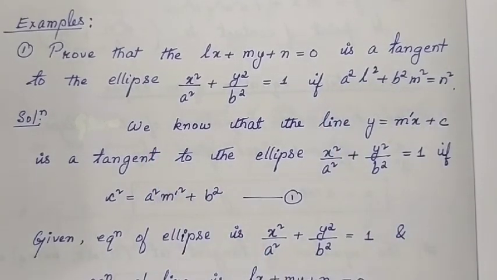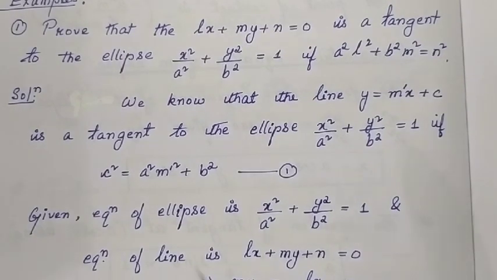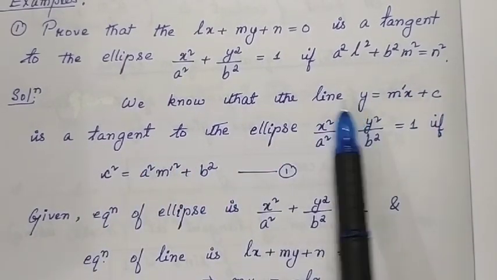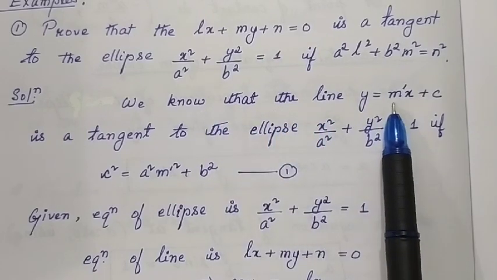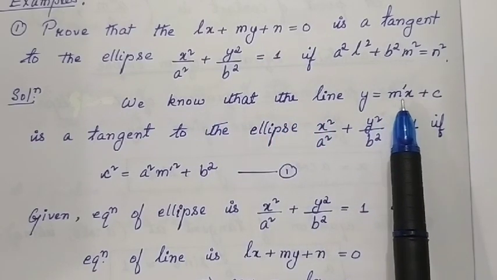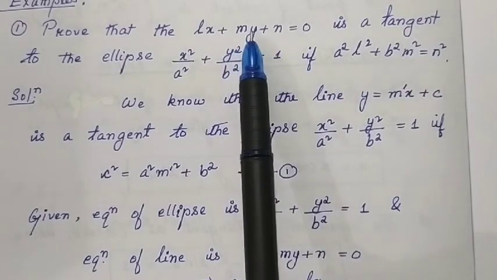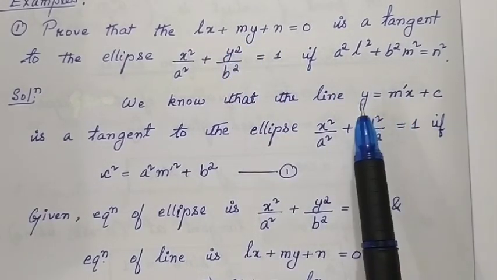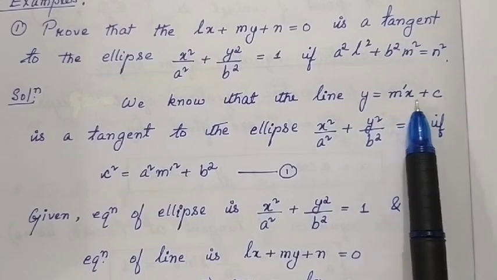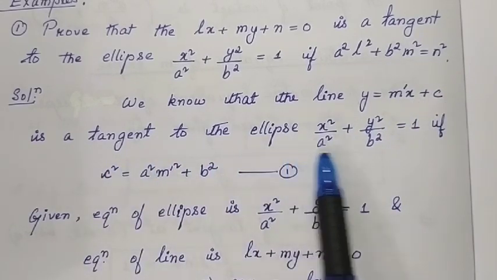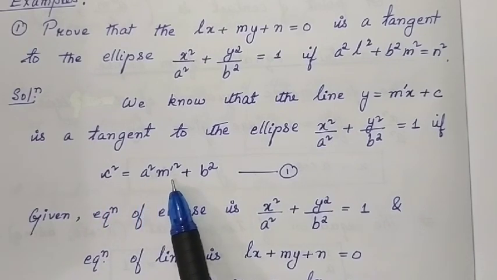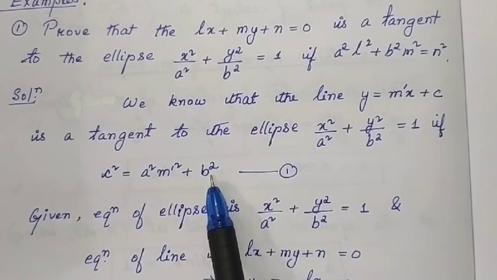So we know, I have already told you, that the line y = mx + c is a tangent to the ellipse. Previously it was mx + c, but since in the question we already have m, I have written m' here. So y = m'x + c is a tangent to the ellipse if c² = a²m'² + b².